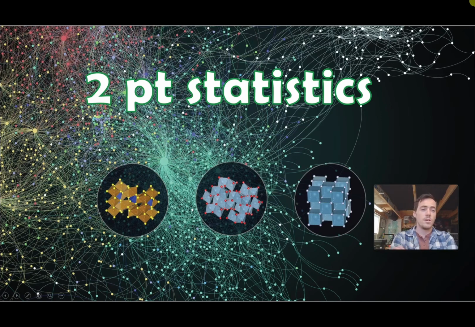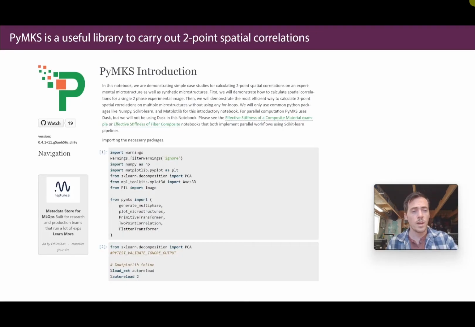Okay, for today's video, we're going to talk about two-point statistics or two-point spatial correlations. Now, to my knowledge, this was developed by David Fullwood, Stephen Niezgoda, and Surya Kalidindi. David's at BYU, Niezgoda's at OSU, I think, and Surya's at Georgia Tech. A terrific tool. They have a great library.